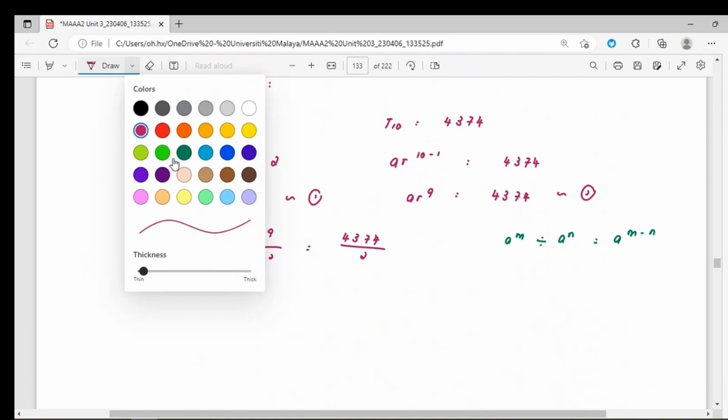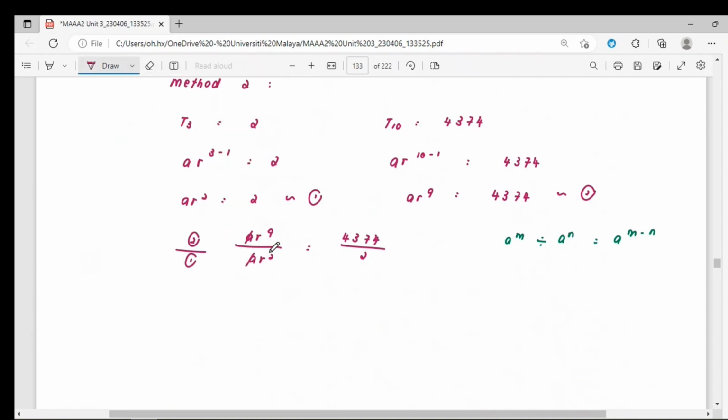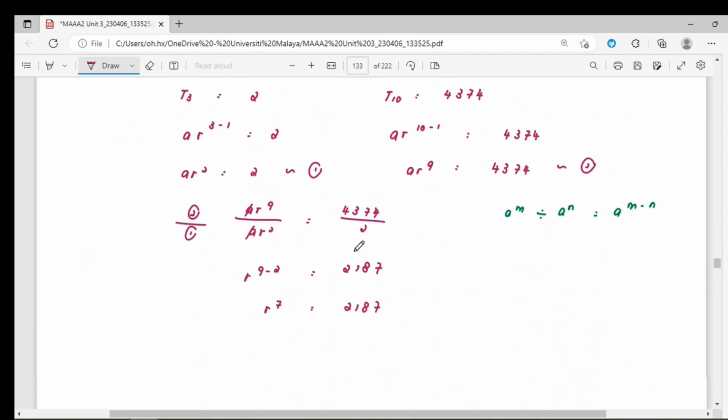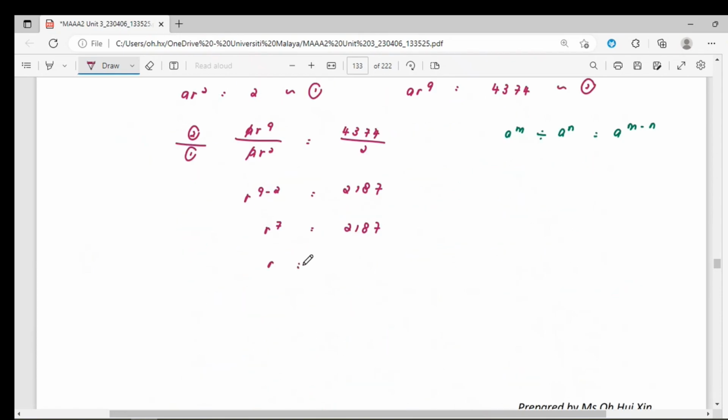So what I have here is R^9 divided by R^2, which means it's R power 9 minus 2, equal to, and this one we can just type into our calculator, 2187. Then you get R^7 equal to 2187, which is exactly the same as what we had just now. So you get R equals 3.